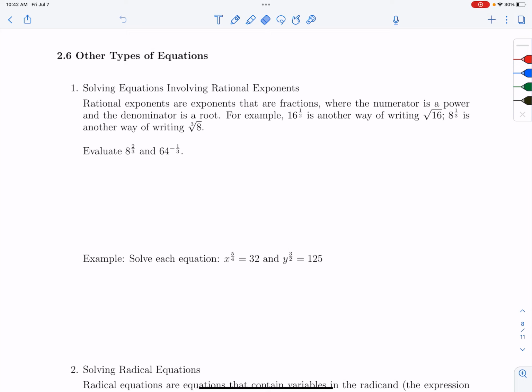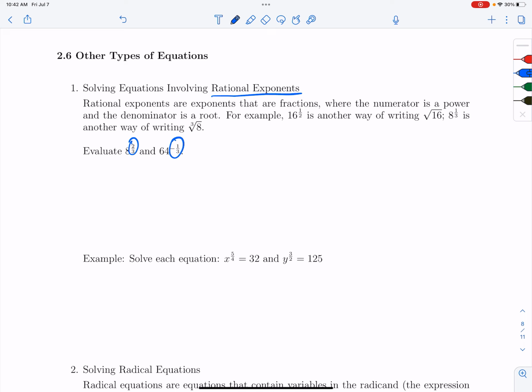In this video, I'll be going over some of the other common types of equations that we see in pre-calculus. The first is to go through the types of equations that have rational exponents. So a rational exponent is any exponent that is a fraction.